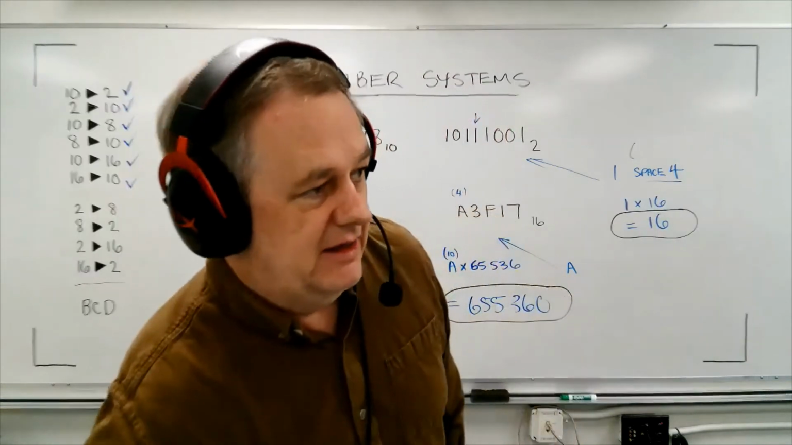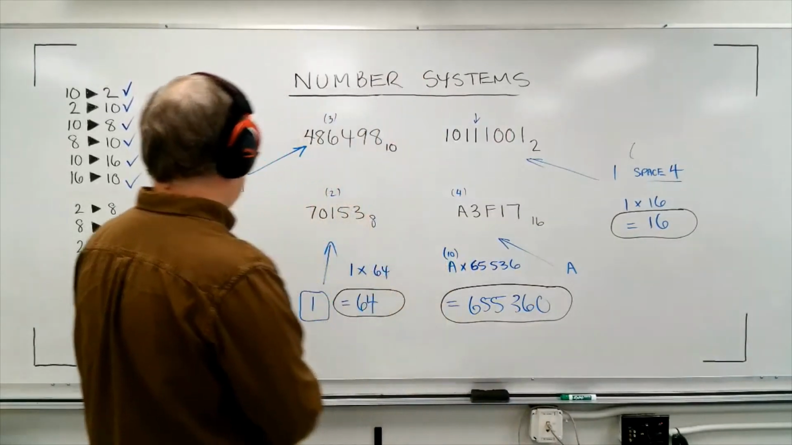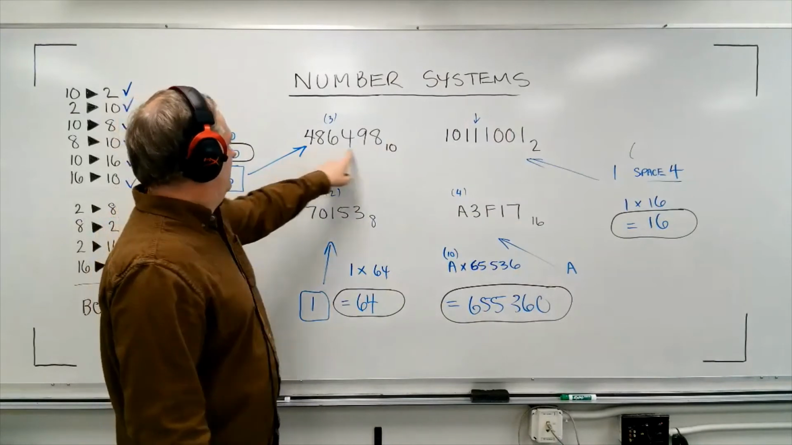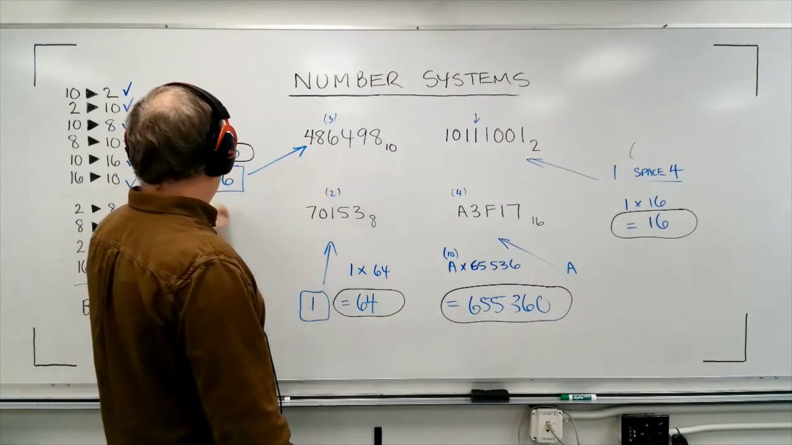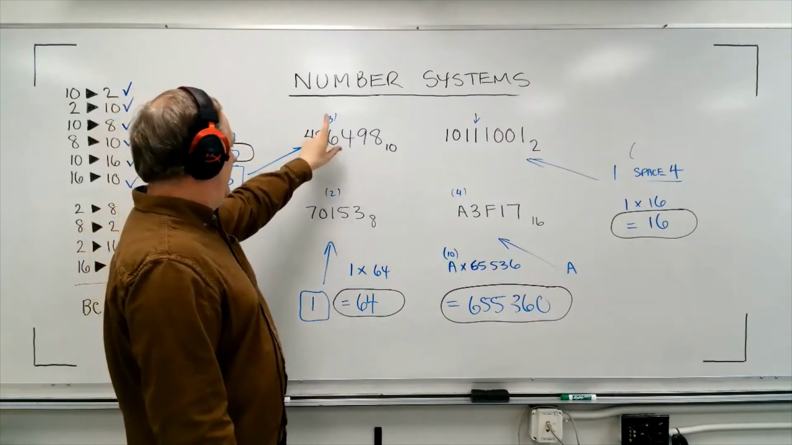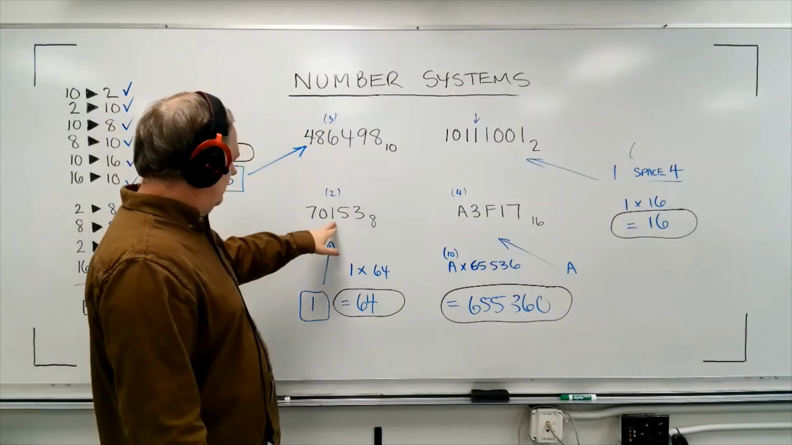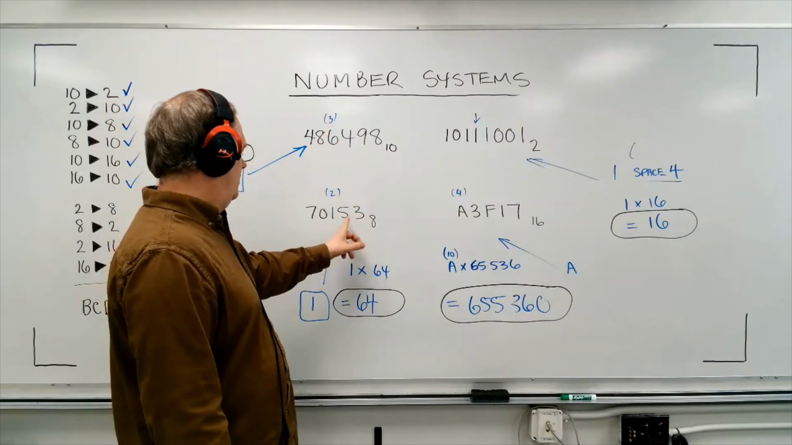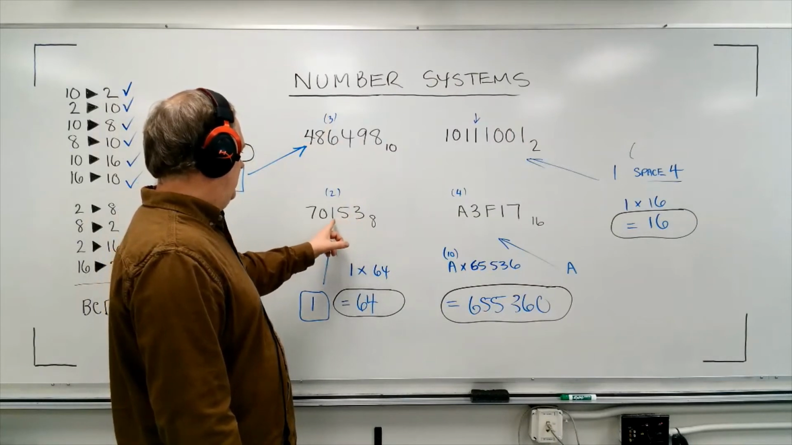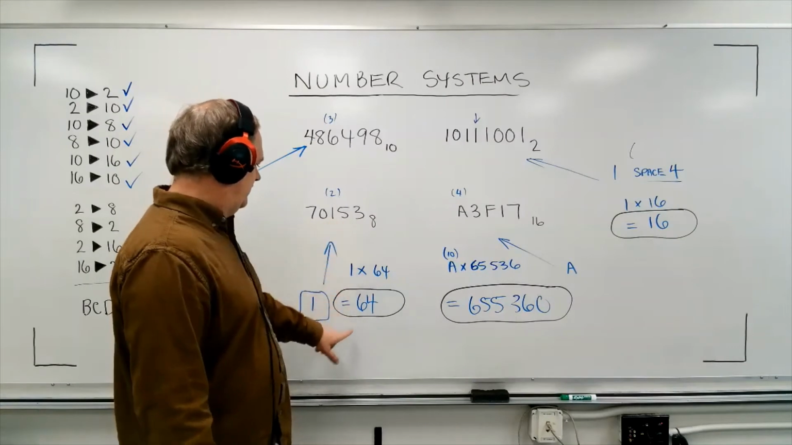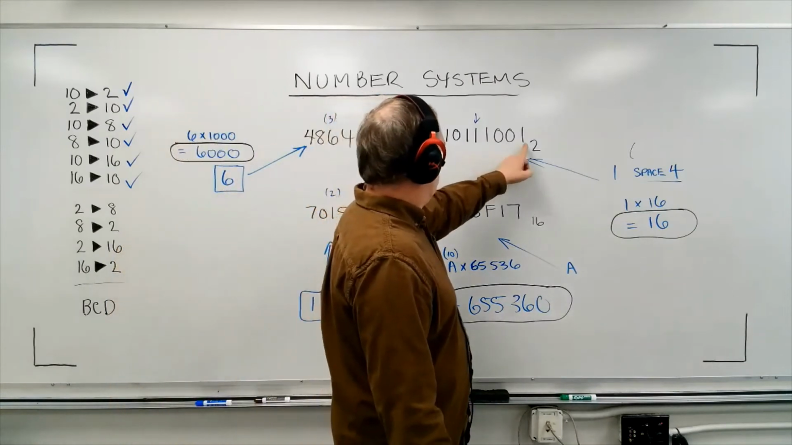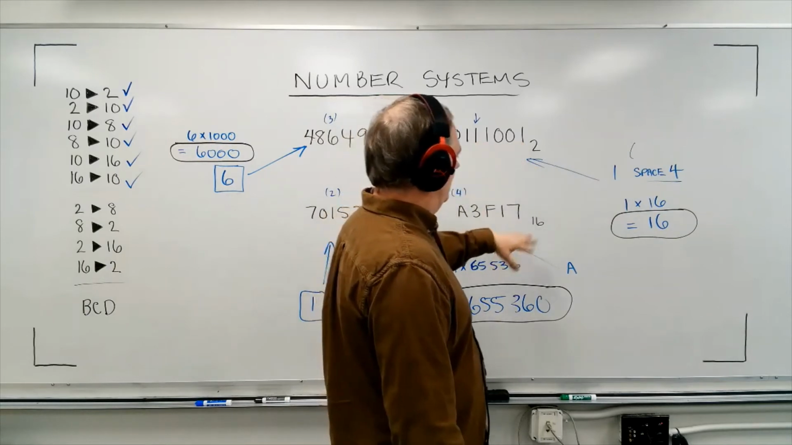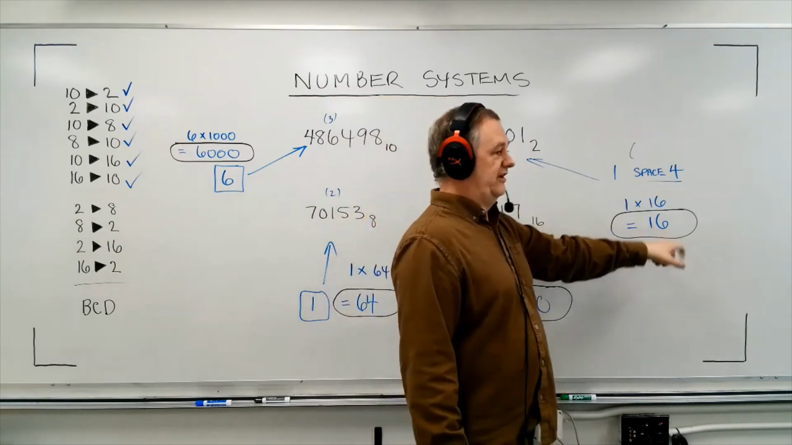Okay, we're back. I wrote the answers up here, and hopefully you got this straightened out. The 6 in this number is in the thousands place. So 6 times 1,000, of course, is 6,000. In this number, the 1 is in a column that is worth 64. Remember, this is 1, 8, and then 8 times 8 is 64. So the answer to this one is 64. Up here, remember, this is 1, 2, 4, 8, 16. And so there's a 1 in that position, that equals 16.